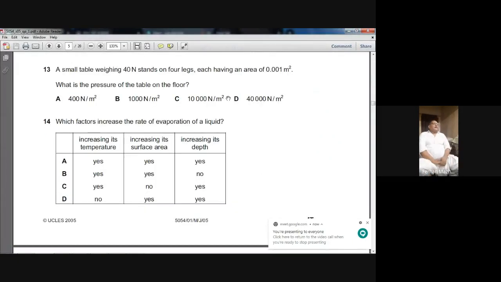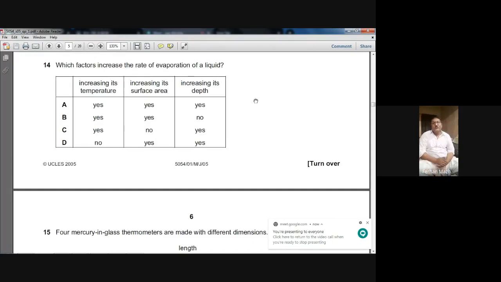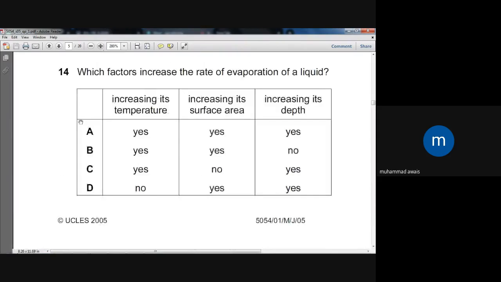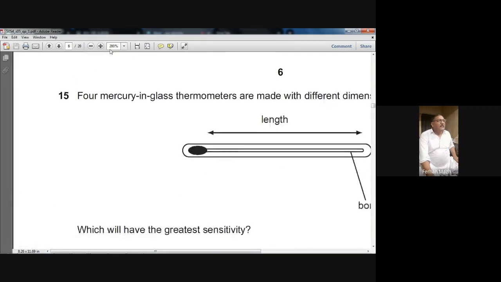This is the summer 2005 MCQ paper, and from question 14 the MCQs start on the topic of heat. Sir, its answer is B. Which factors increase the rate of evaporation of a liquid? Increasing its temperature? Yes, it increases. Increasing its surface area? Yes. Increasing its depth? Depth has nothing to do with the rate. So B is the right choice. Do you understand, everybody? Yes, sir. So this was question 14, summer 2005 paper. Now the next question.